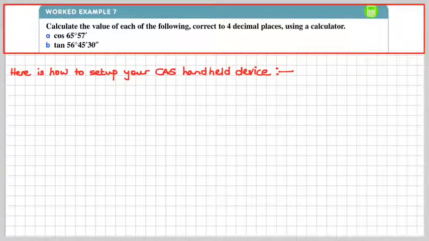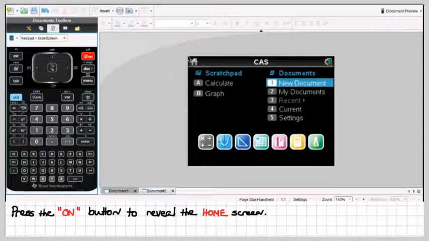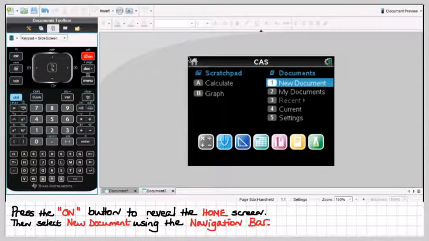First of all, we've got to set up the CAS handheld device. What you do is you press the on button to reveal the home screen. This screen here is the home screen. And then you select new document here using the navigation bar. That's this navigation bar here.